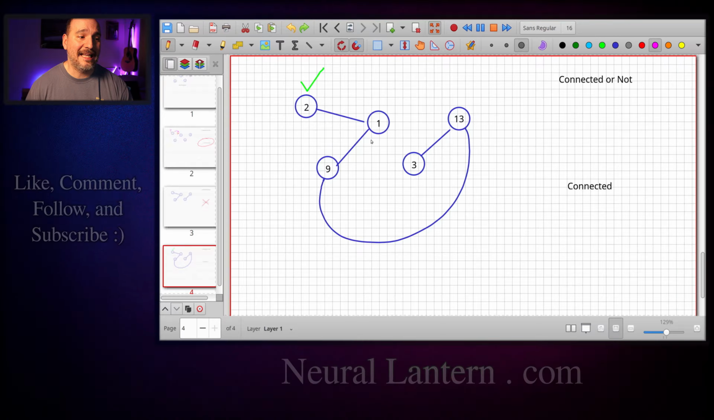You know, can 9 reach a 1? Yes. Okay, it can reach a 1. Can it reach a 2? Yeah, it goes through the 1. Can it reach the 13? Yep. Can it reach the 3? Yep. Okay, so we just checked every single destination node starting at the node 9.